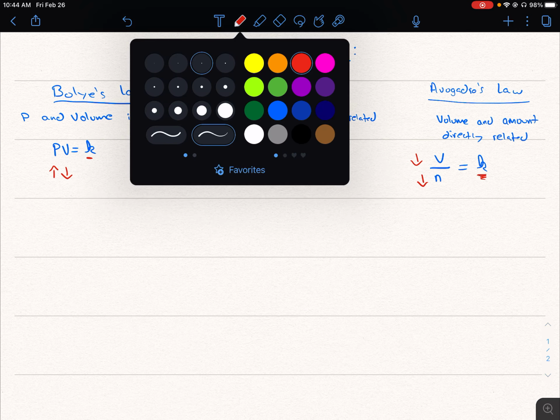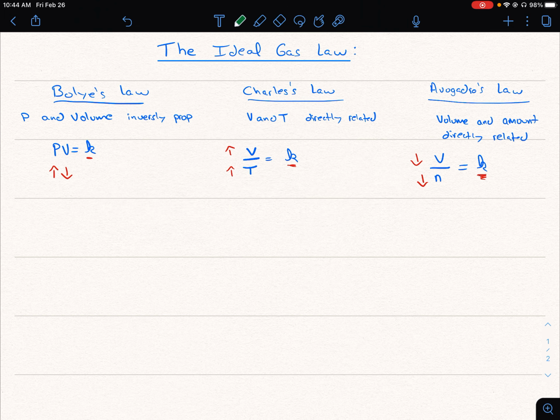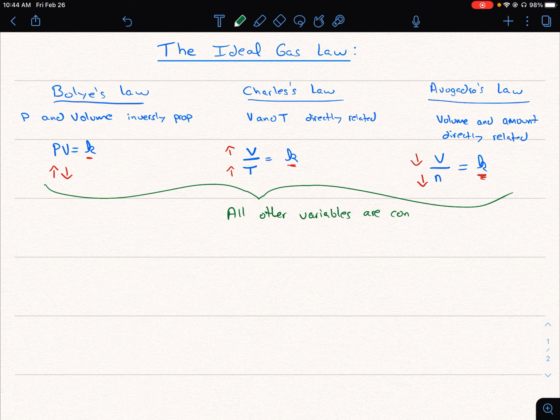Now, with all of these laws, Boyle's law, Charles' law, and Avogadro's law, we're always looking at two variables, and all other variables are held constant. So when we look at Boyle's law, for instance, we're changing pressure and volume, so the temperature and the amount of the gas have to remain constant.